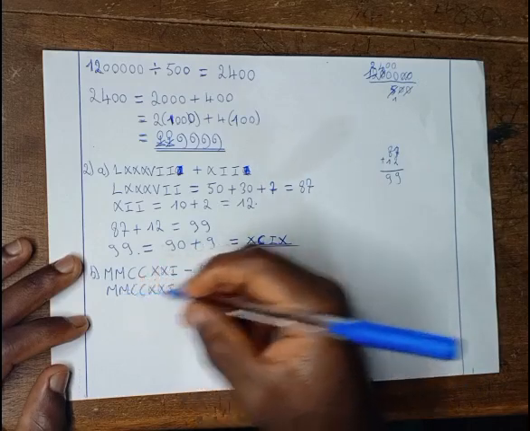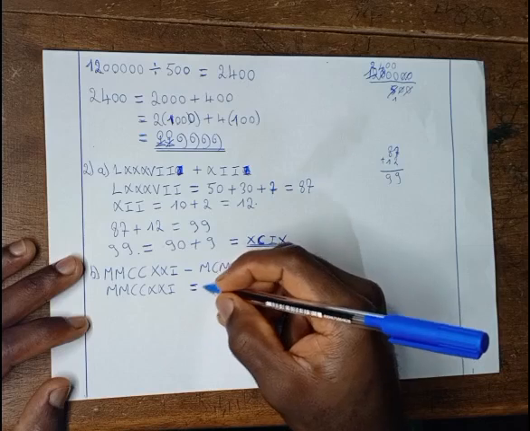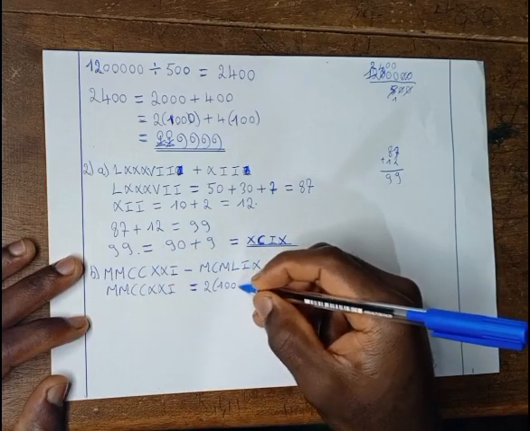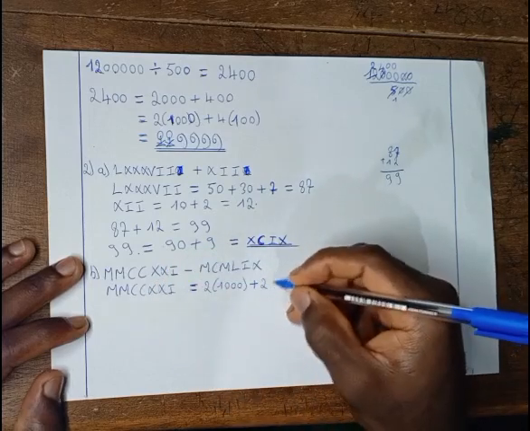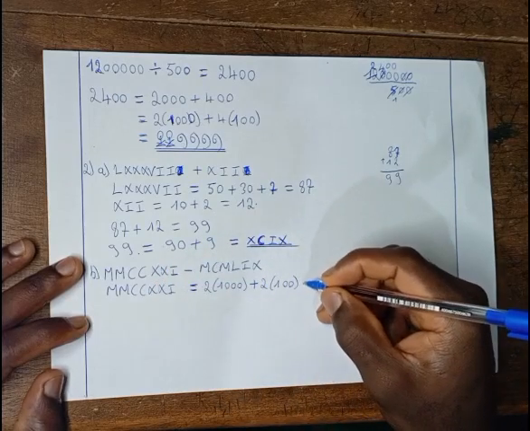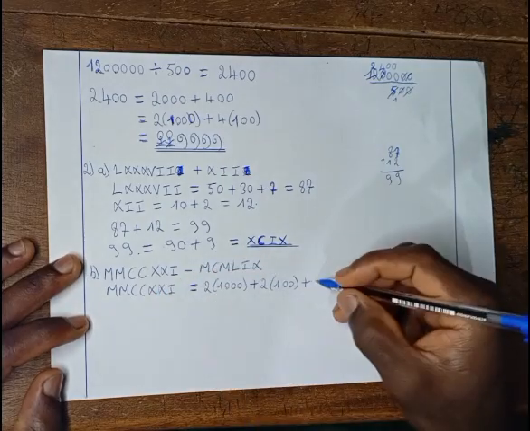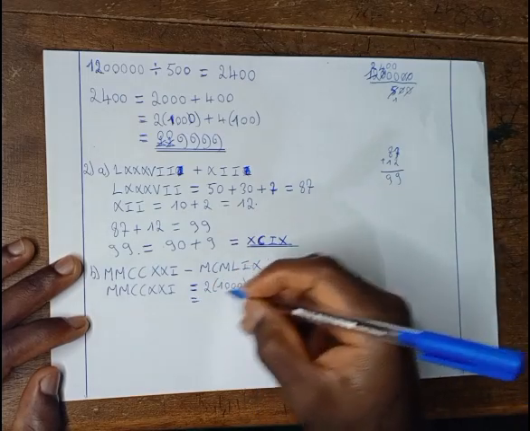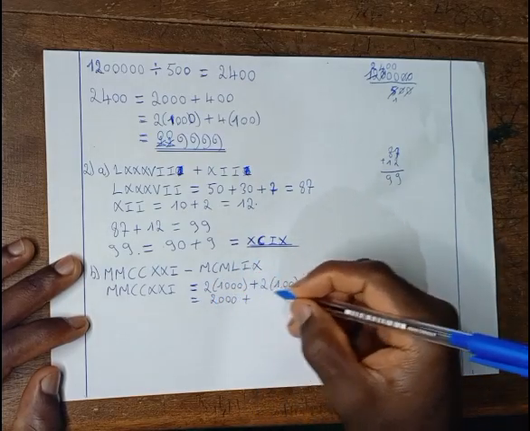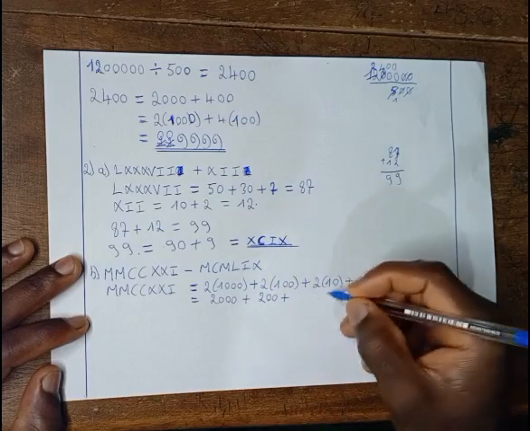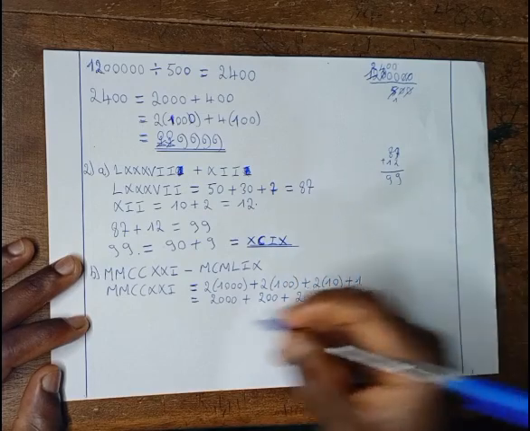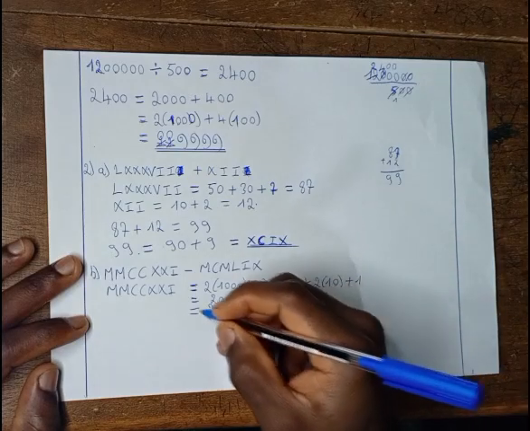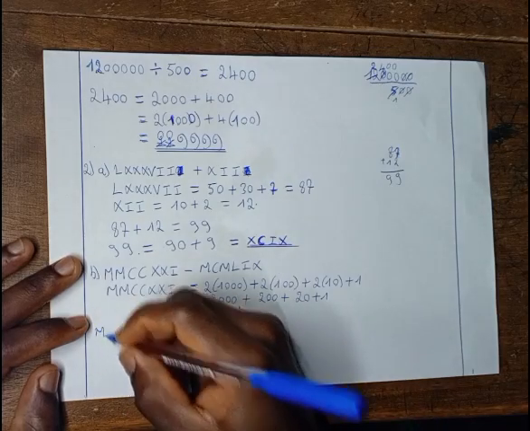This will give us, we have 2 M's, so this will simply give us 2 times 1,000 plus we have 2 C's, 2 times 100, plus we have 2 X's, 2 times 10, plus an I which is 1. This will give us 2,000 plus 200 plus 20 plus 1. So if we add, this will give us 2,221.